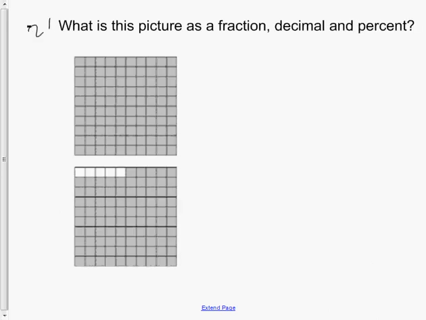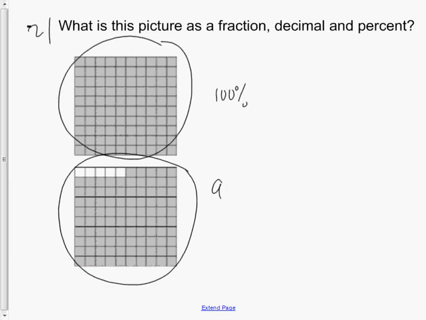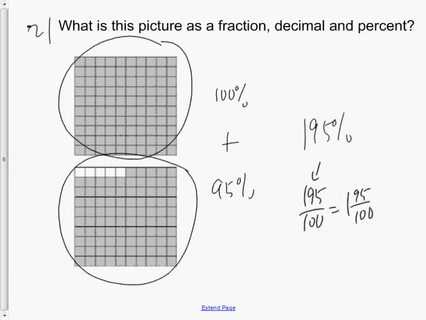Question 21 says, what is this picture representing? Well, right here, this is 100%. And this is 95%. So together, this whole thing represents 195%, or as a fraction, 195/100ths, or a better fraction, as a mixed fraction, is 1 whole square and 95/100ths of another square. And as a decimal, 1 and 95/100ths. So that's worth 1 point each for those three.